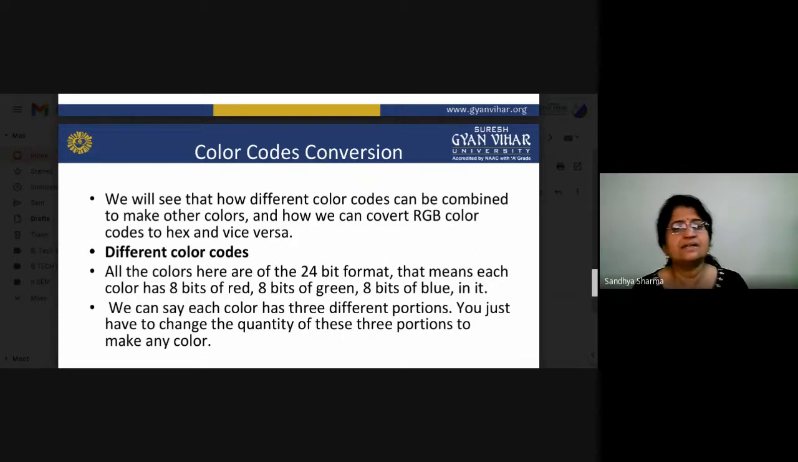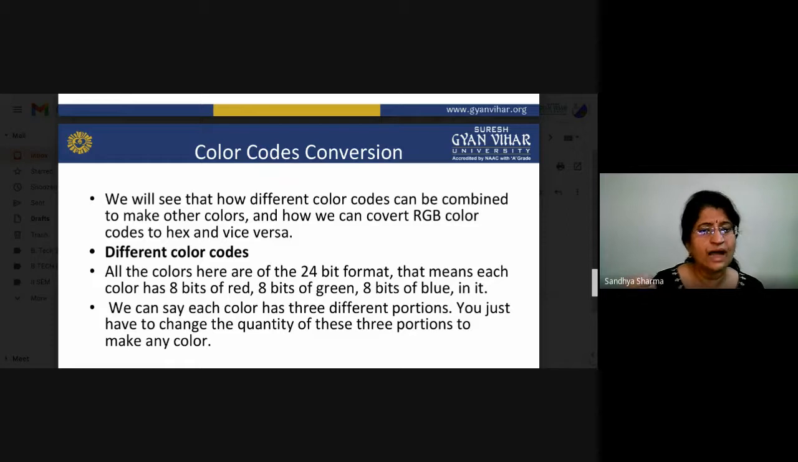All the colors are of 24-bit format. That means each color has 8 bits of red, so how many shades of that particular color are there? There are 8 bits of green, so there are also 0 to 255 levels, and 8 bits for blue, so there are also 256 levels for the blue color. So we can say that each color has different portions.